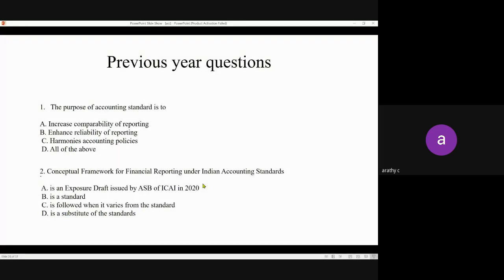Increasing comparability of reporting, enhance reliability of reporting, harmonize accounting policies. So the answer is correct.